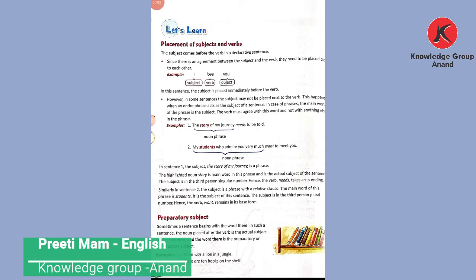Now, in today's class, we will be learning about placement of subject and verb. Dear students, in today's class, we will be learning about placement of subject and verb. The subject comes before the verb. The subject always comes in a sentence before the verb in a declarative sentence. Declarative sentence means, as I told you, an affirmative sentence which declares or gives information about a subject.